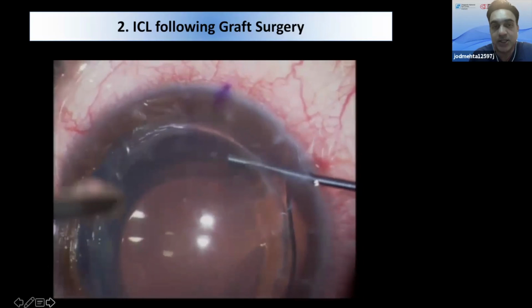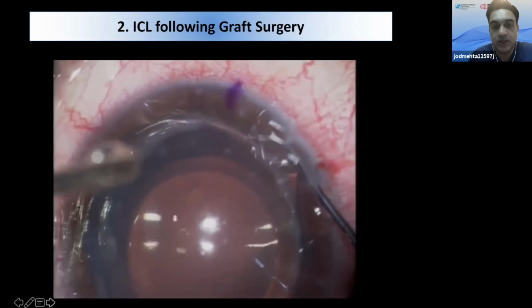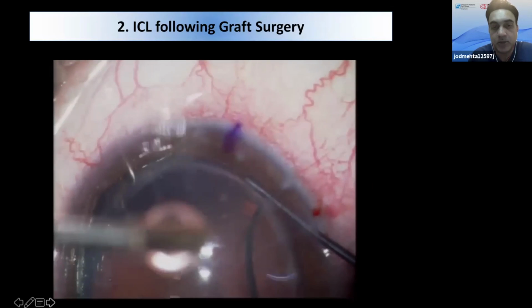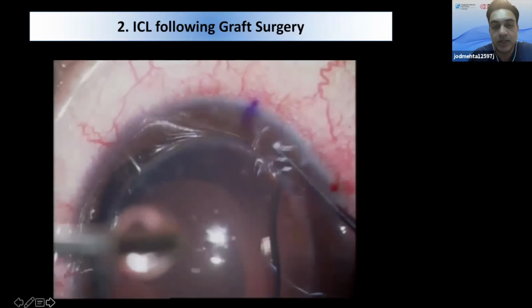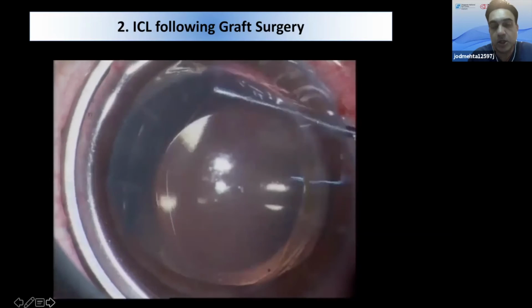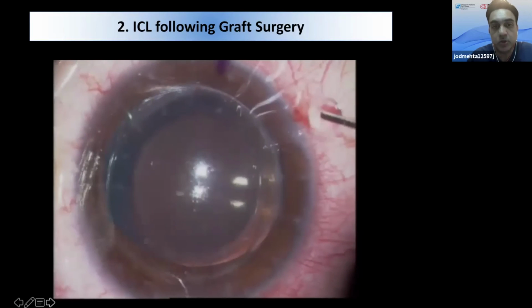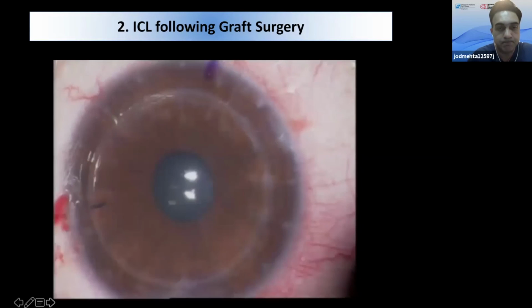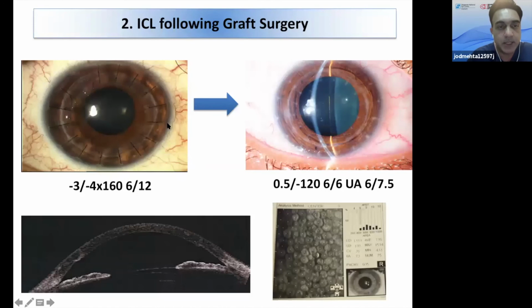Of course, you need to check his endothelial cell count. This is an old graft. This is a 6-year-old graft, so his cell count is bound to be lower. So you make sure he has enough endothelial reserve before undergoing his surgery. But the rest of the surgery is pretty much routine, putting in normal ICLs as you would do in a non-grafted patient. So this is pre-op over here.